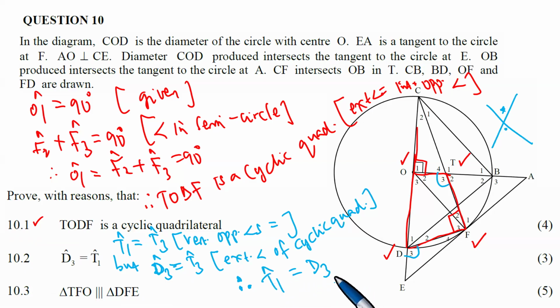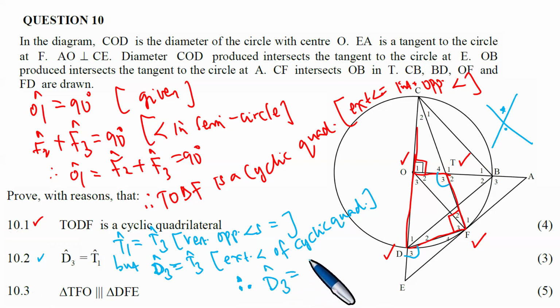The angle T1 is equal to the angle D3. Who does not understand anything? So we've done the 10.1 in red. So we're supposed to prove right now, or you can say, therefore, D3 is T1, yeah? You can write it like the way it has been given. But if you are lost, please talk to us.